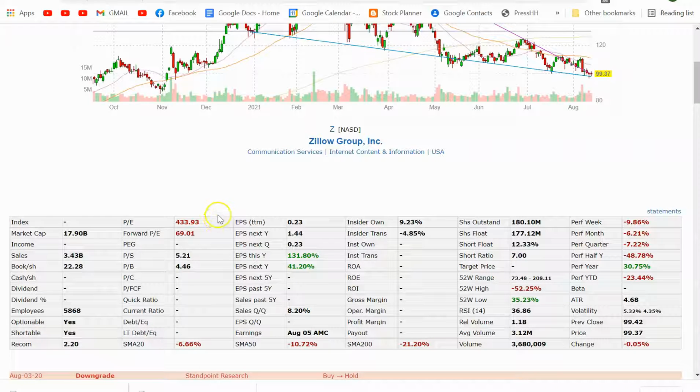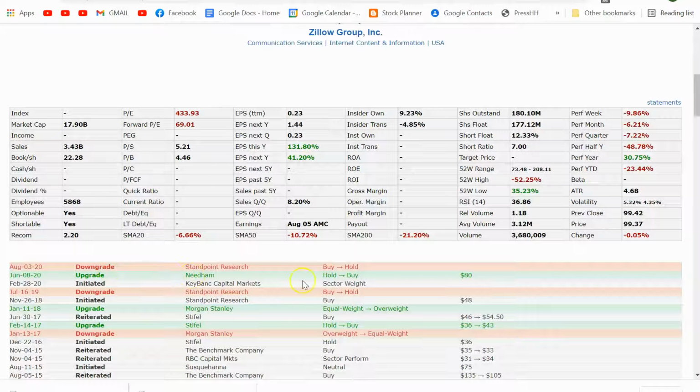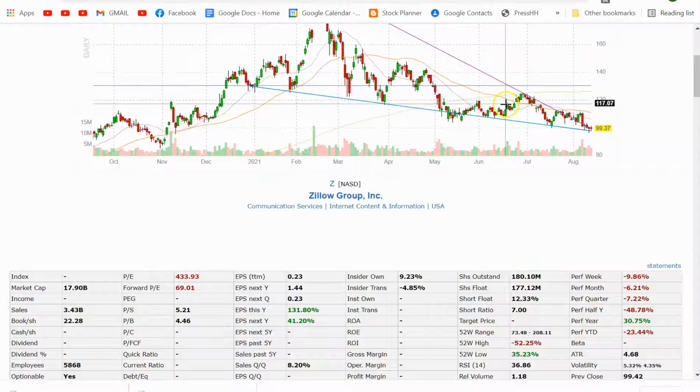Shortable, optionable, and I think it's been profitable. This is the first year this stock has been profitable. It's recently been downgraded from buy to hold. That's not great. This stock seems to be trading between 116 and 100.